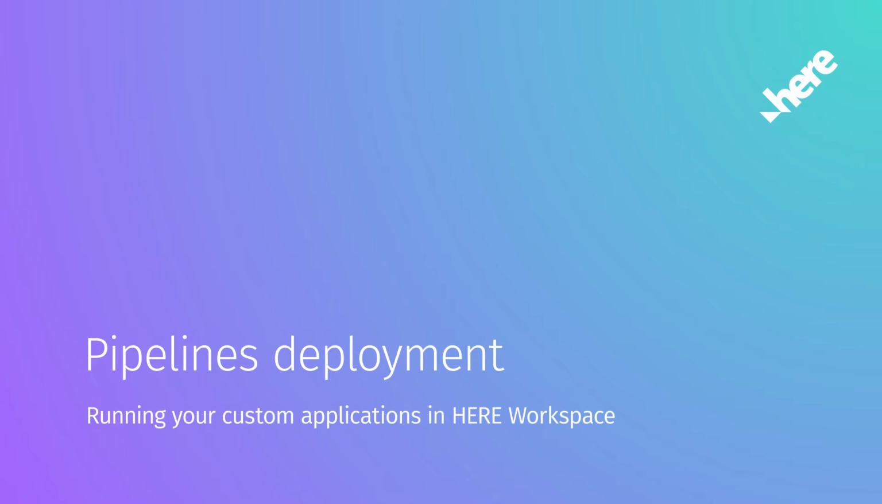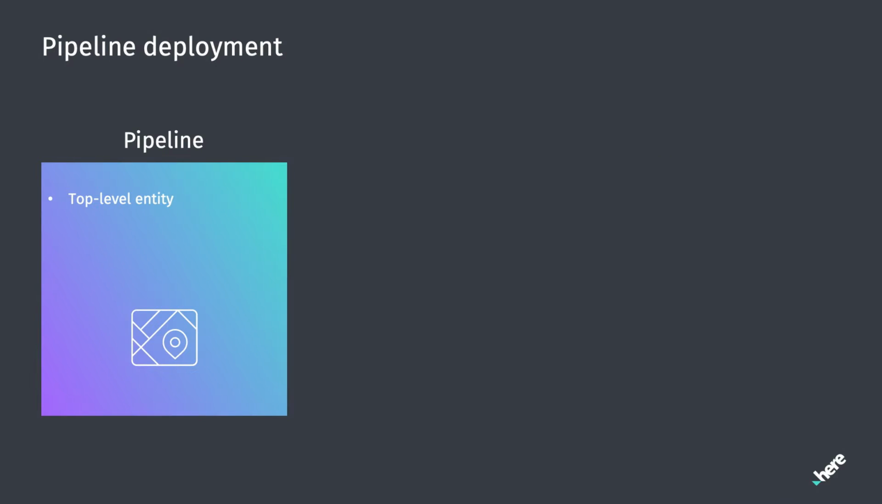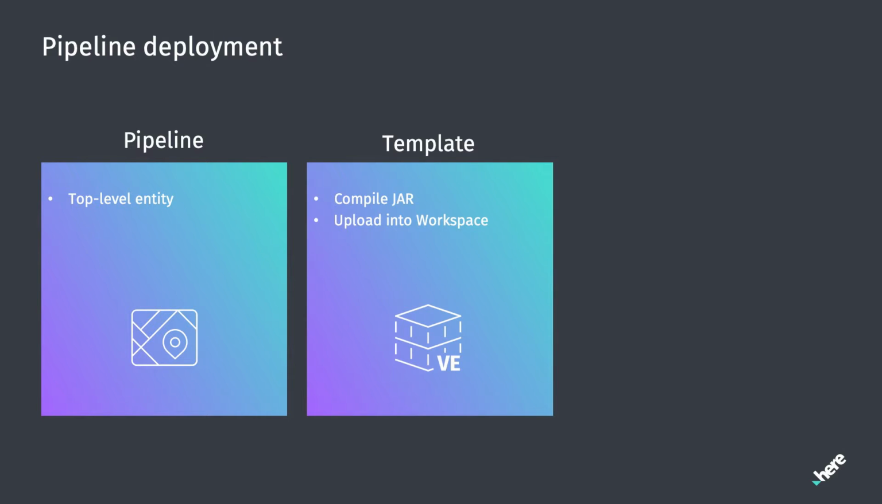When your application is ready for deployment, begin by creating a pipeline in either the CLI or the UI. This is the top-level entity that groups together the work you do on the application. The next step is to compile your jar file and upload it into HERE Workspace as a package. This immutable file is stored in the platform as a pipeline template.